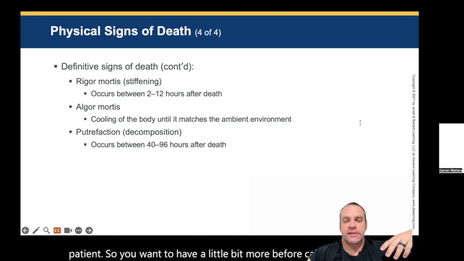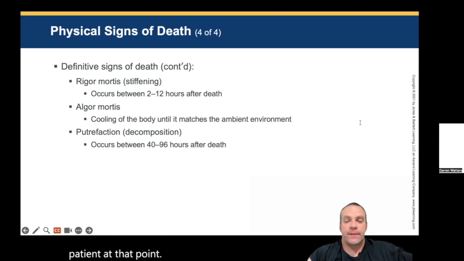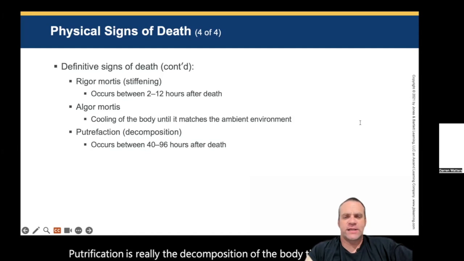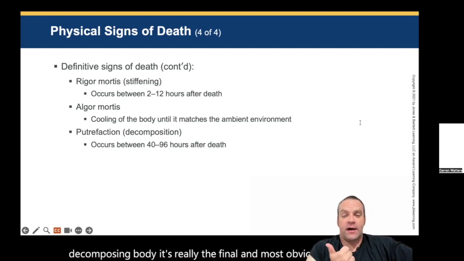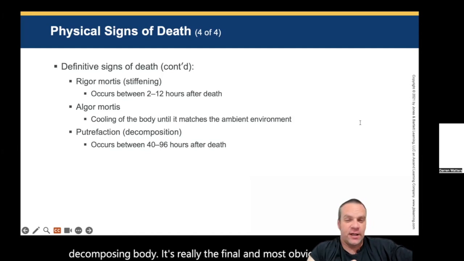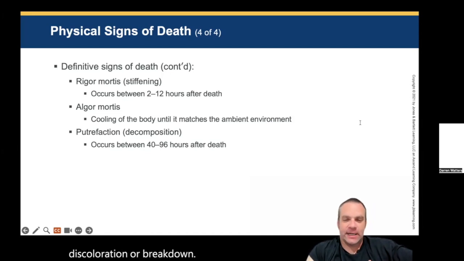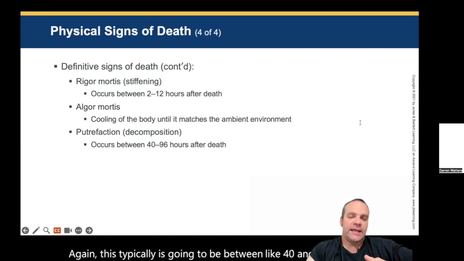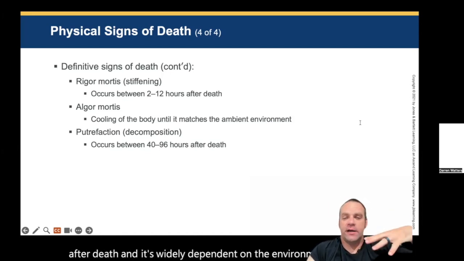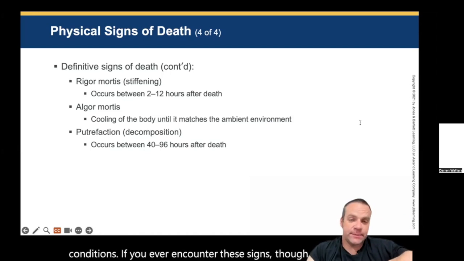Putrefaction is the decomposition of the body tissue, so a decomposing body. It's the final and most obvious sign of death because it includes bloating, a foul odor, and visible skin discoloration or breakdown. Again, this typically is going to be between 40 and 96 hours after death, and it's widely dependent on the environmental conditions. If you ever encounter these signs, though, there's no need to initiate CPR.